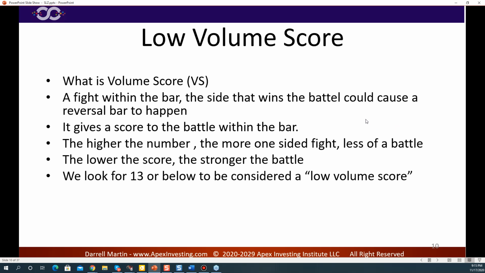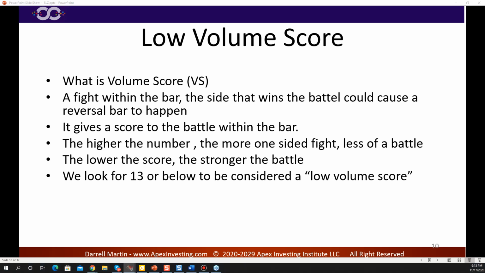Now, there are different numbers on each volume score. What we look for is a volume score of 13 or below to be considered what we call a low volume score. I think one of our videos says 10 or below, but it's actually 13 or below. What we're looking for is 13 or below to be considered low for this particular trade setup. So we want to make that clarification: 13 or below.